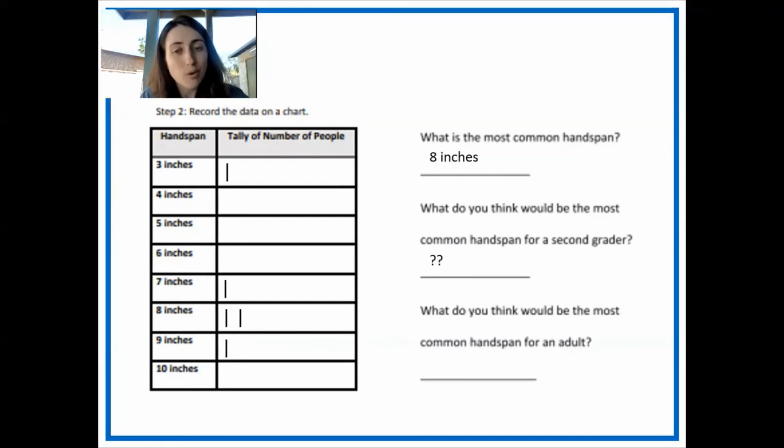Now, the last question, what do you think would be the most common handspan for an adult? Well, since all of the people that I measured were adults, and I have most of the tallies on 8 inches, I'm going to predict that most adults have about 8 inches of a handspan. But if your parents are maybe taller and bigger than me and the people that I stay with, you know what, they might have bigger inches, maybe 9 inches, maybe 10 inches.